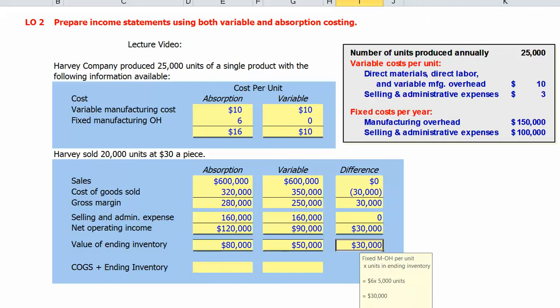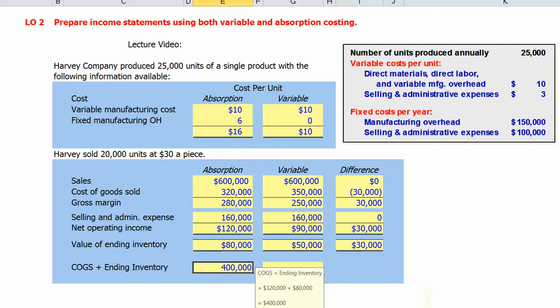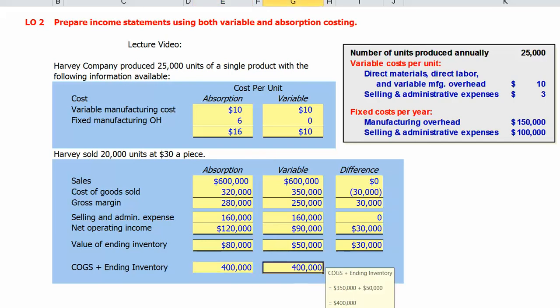Let's go ahead and check that indeed our cost of goods sold plus the value assigned to our ending inventory is the same under both methods. Under absorption costing, the value of cost of goods sold was $320,000, and if we add to that the $80,000 in ending inventory, we can see we've allocated $400,000 in manufacturing costs. The same is true under variable costing, except now we've assigned $350,000 to the units we sold this period and have only left $50,000 in our books for the value of our ending inventory.